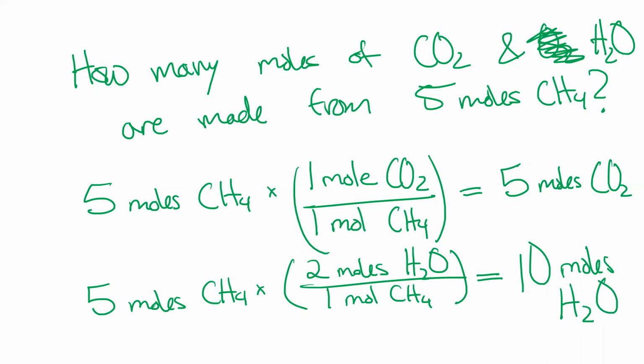Now, can you get the mass of the water? Of course you can. You calculate the molar mass, which is oxygen is 16 plus 2 times 1 for hydrogen. So the molar mass of water is 18 grams per mole. And then multiply 10 moles of water by 18 grams per mole, and you get 180 grams of water.